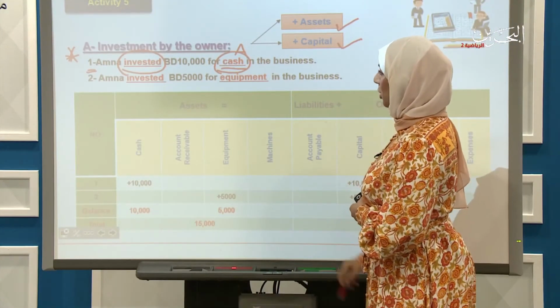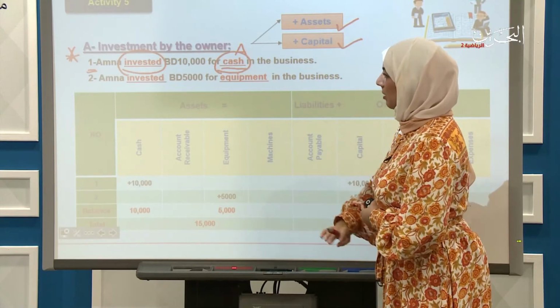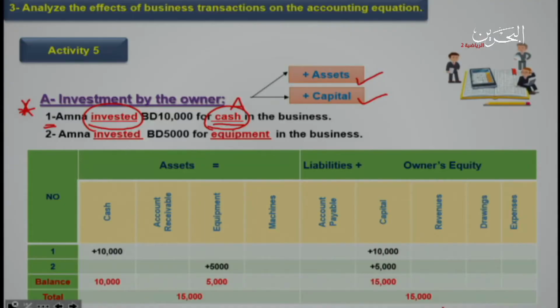If I want to show this transaction in the table, I will come to the assets part under the cash account, and it will be increased by the 10,000 that I have invested. So I will enter here in transaction number 1, 10,000, and I will put a plus sign to show that my cash is increased.